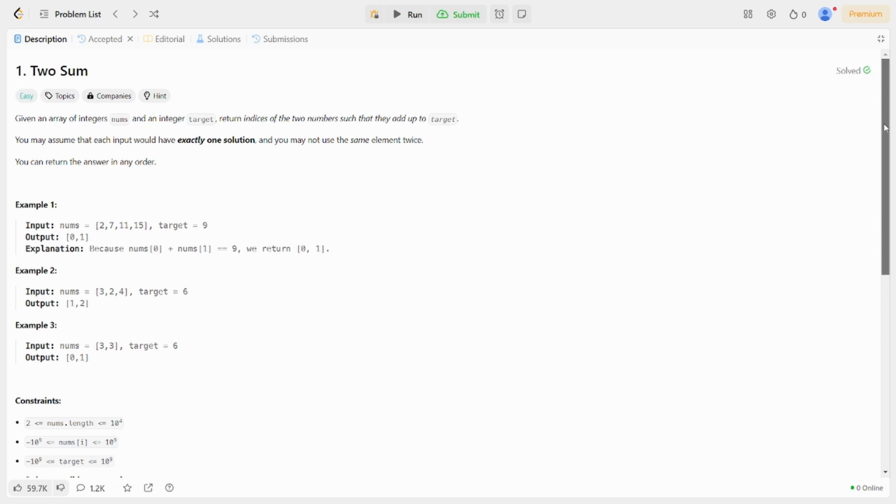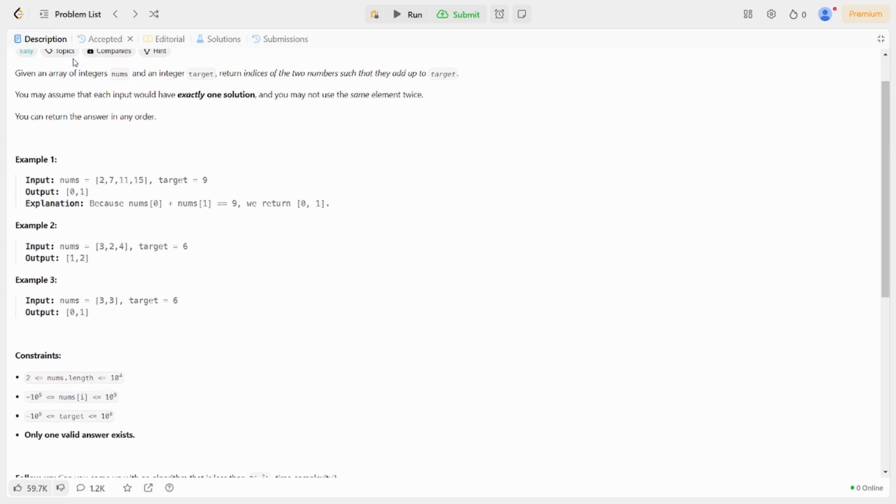So there are some examples here. For example, we're given this array 2, 7, 11, 15, and a target of 9, and we see here that 2 and 7 add up to 9, and 2 has index 0 and 7 has index 1, so the valid output is going to be 0, 1. But also, because we can return the answer in any order, the pair 1, 0 would have been also valid.